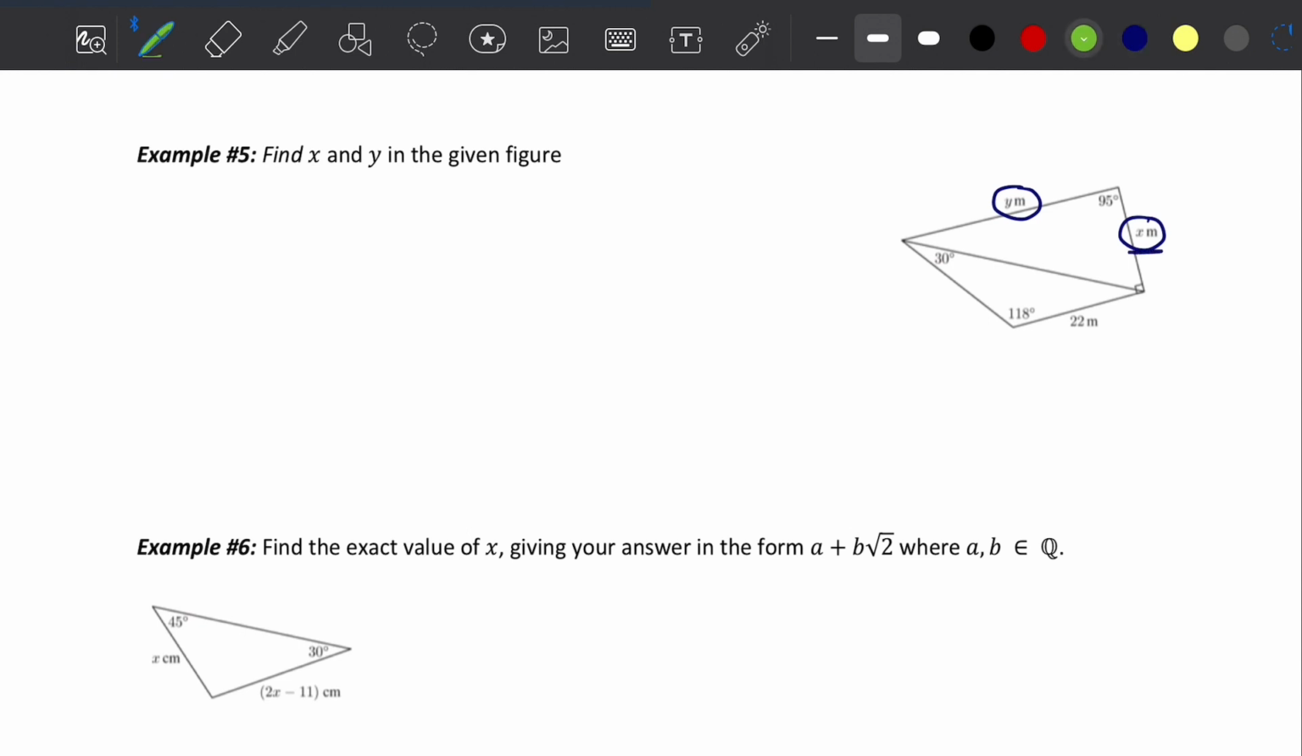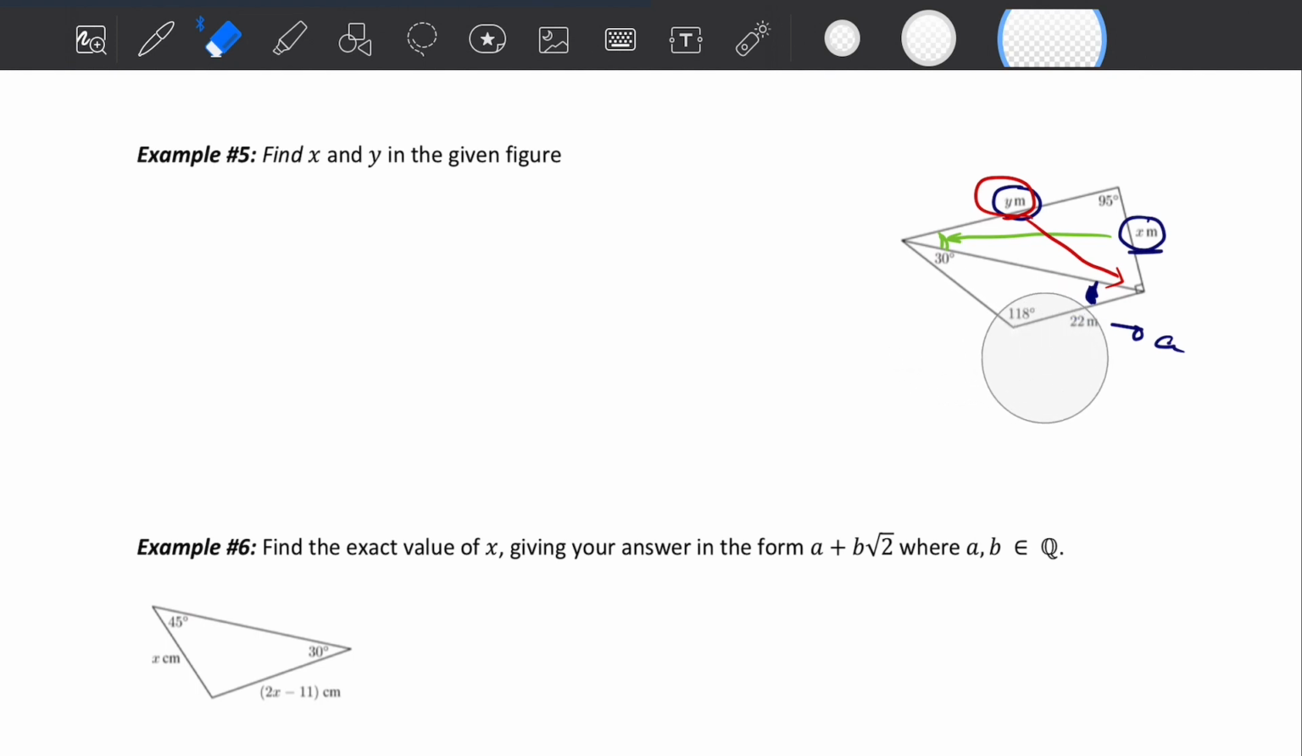To find the x value, its corresponding angle is this one. We are not sure about that angle. Same thing if we want to find the y value, we need to find this corresponding angle. So we need to find either one of these angles to find the x value and the remaining y value. Let's try to find this angle here. I'm going to call this angle A. Its corresponding side is this one, but we don't know that side, so we cannot do that.